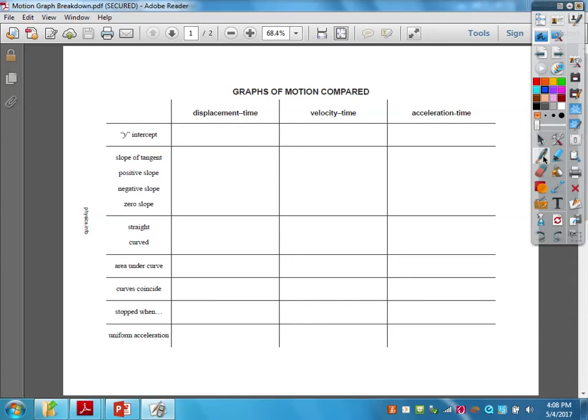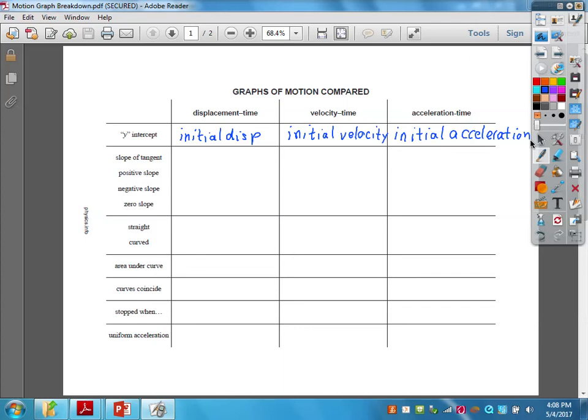So for a displacement time graph, the y-intercept would basically be the initial displacement, where you start. I'm just going to go down this whole list first. Actually, we'll go across. What is the y-intercept on a velocity time graph? Once again, it's the initial velocity this time. On an acceleration time graph, it would be the initial acceleration.